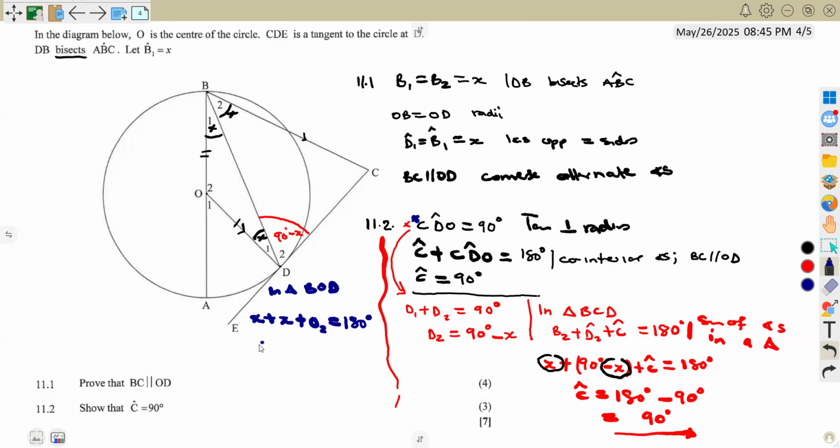Then, making O2 the subject of the formula, O2 will be equal to 180 degrees minus 2x. Here, why did we say this? The reason here is going to be sum of angles in a triangle.